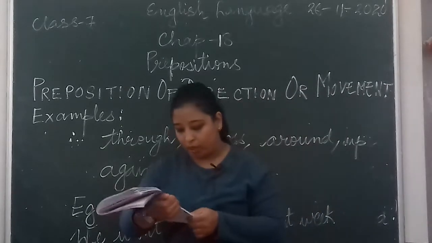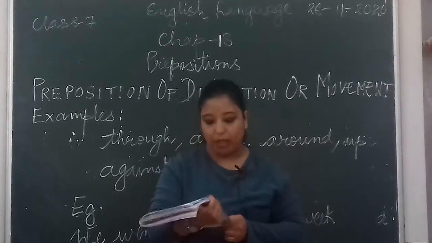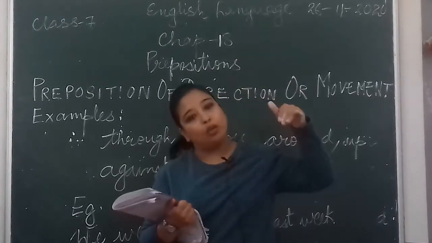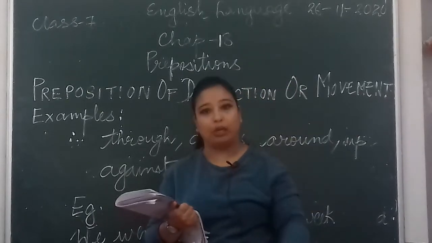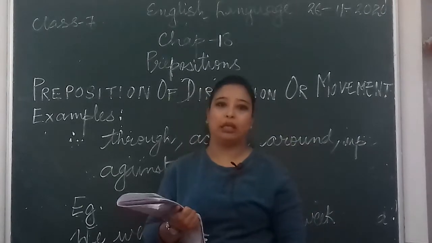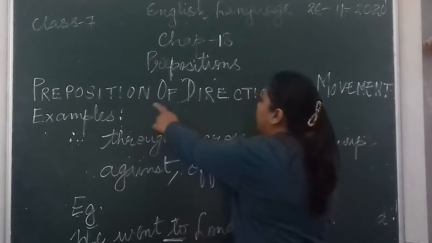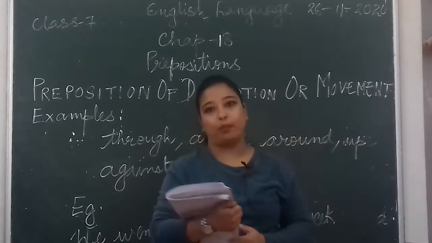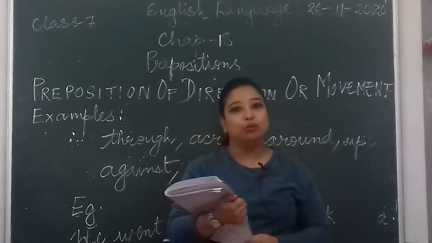I'm going to read out another example for you. He went uphill. In which direction? Uphill. He went down the hill. Downhill. Towards which direction? Down the hill. So it talks about the direction or the movement. That is known as the preposition of direction or movement.